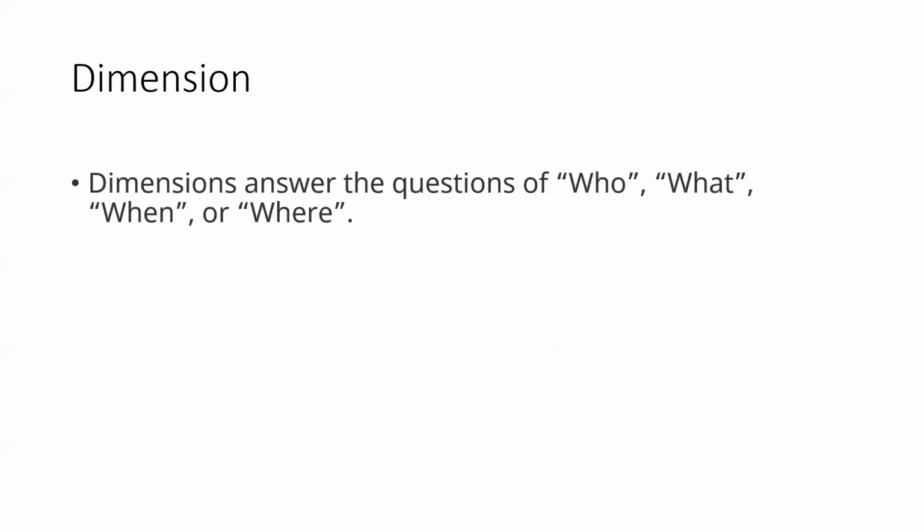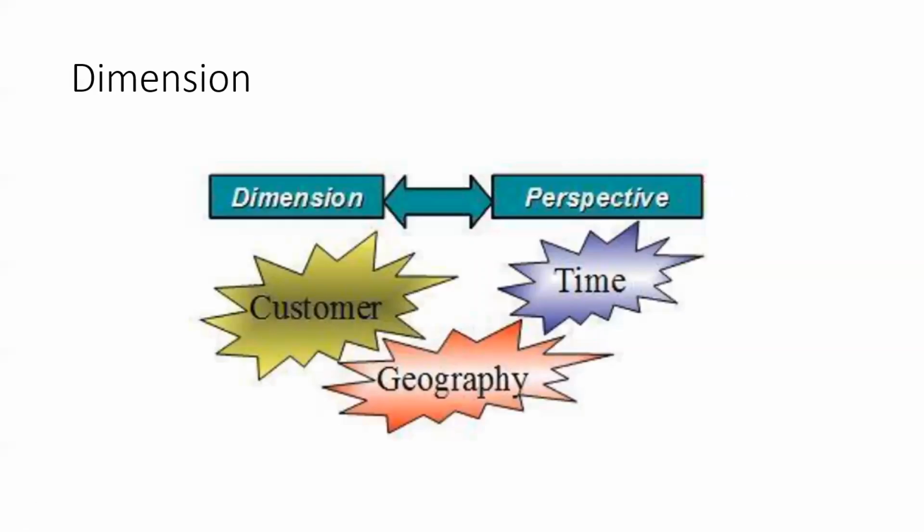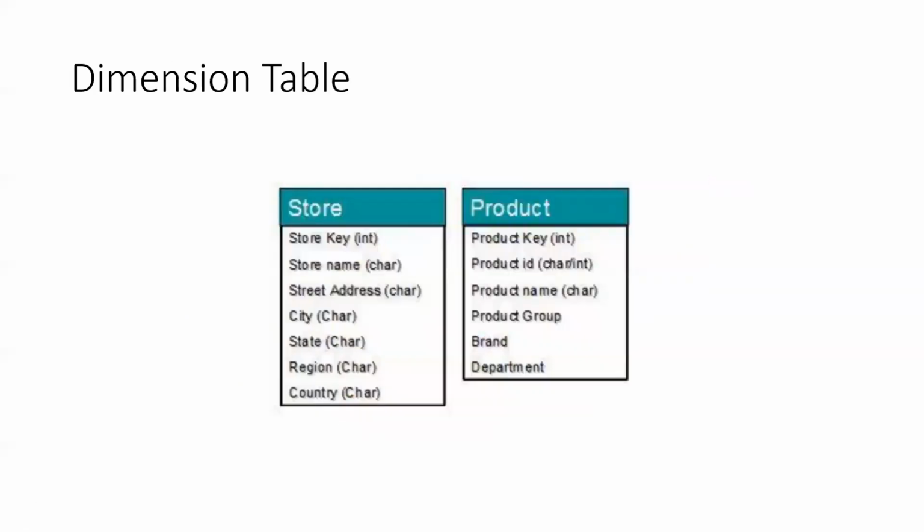What is a dimension? If we ask who, what, when, where, apart from these measures, whatever we can receive there, those are dimensions. Let me show you. Here we have the example of store and product. This is the store table and this is the product table. In each table there should be a unique key, which is the primary key of the table. For store, store key is the primary key, and for product, product key is the primary key.